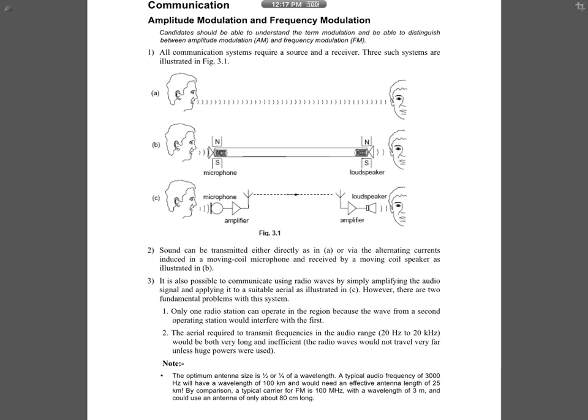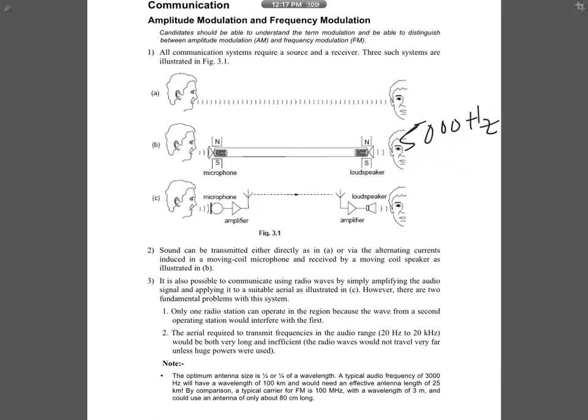The second reason why we don't do it this way is because of the length of the aerial. Now let's assume that your voice is about 5,000 hertz. What will be the wavelength that you're going to transmit? Because if your voice is 5,000 hertz, when it's converted into radio waves, also of 5,000 hertz, what is the wavelength of that radio wave?